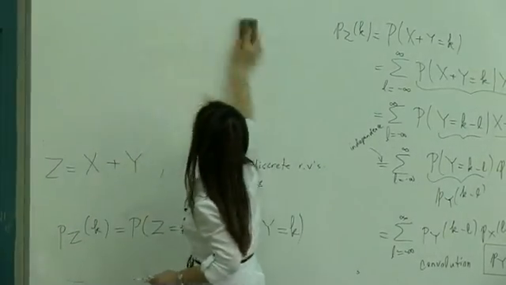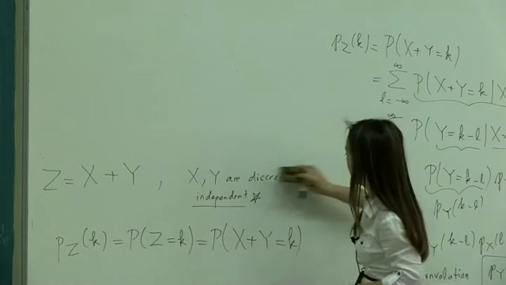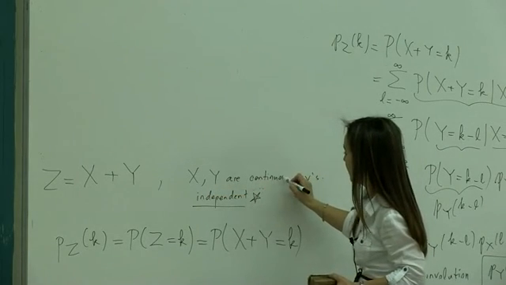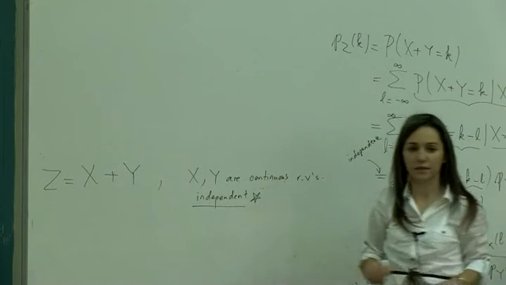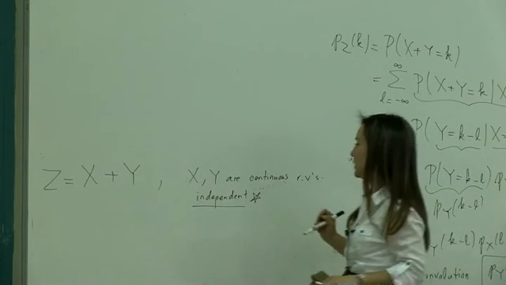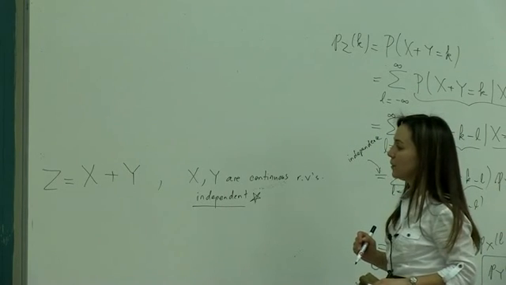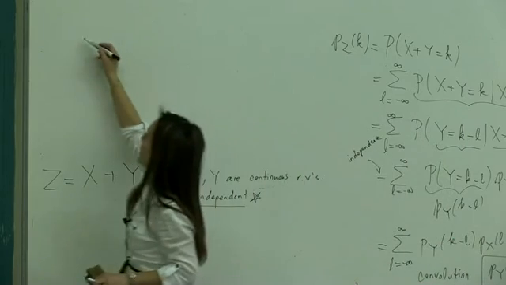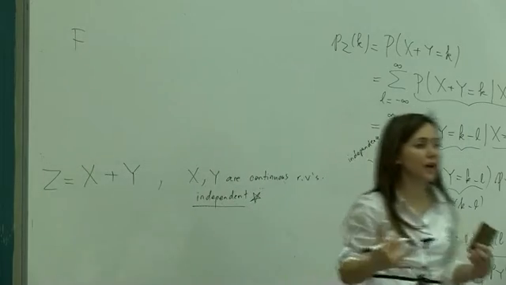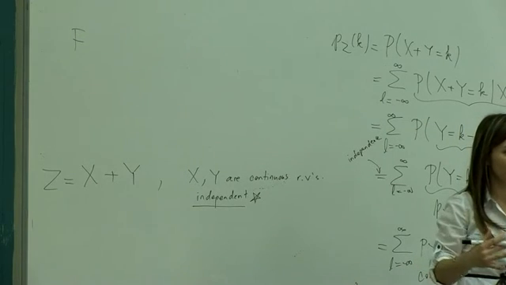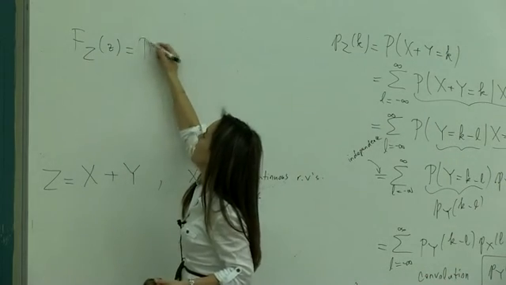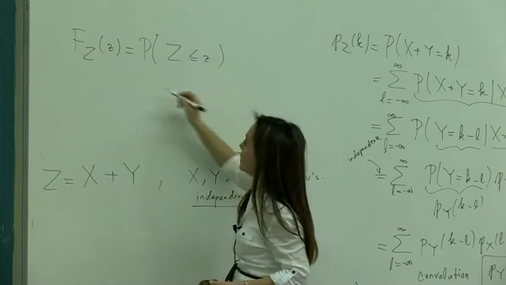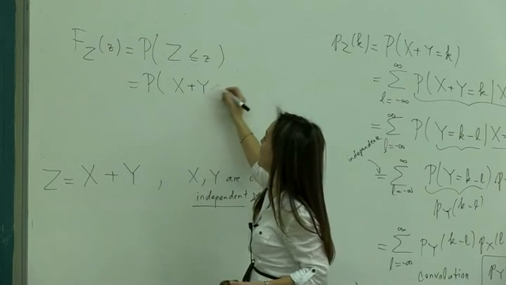Let's do the continuous case real quick before we give a break. So in this case, x and y are continuous random variables, and we add them. We'll use the fact that they are independent. So let's think about the PDF of the sum z. We want to find the PDF of z. It's always safe to start with the CDF. F z of z is equal to the probability that z is less than or equal to z, which is the probability that x plus y is less than or equal to z.